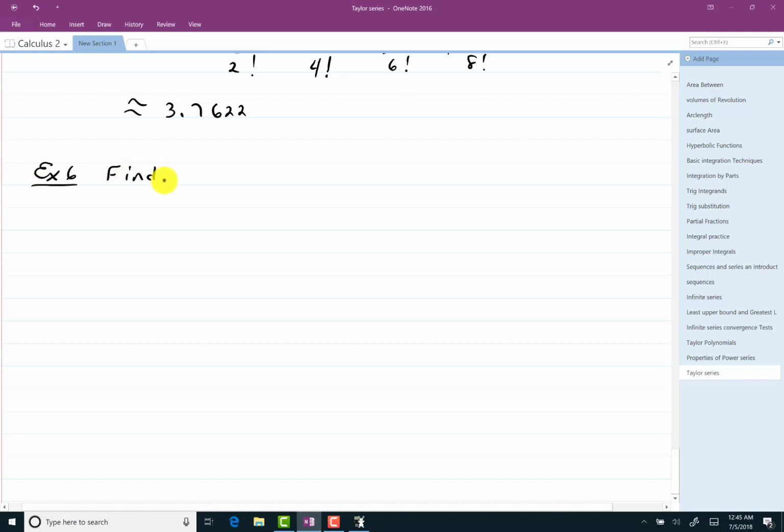Find the Taylor series for e to the x about a equals natural log of 2.